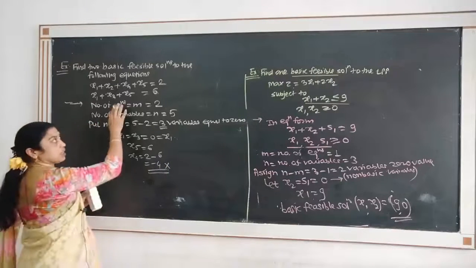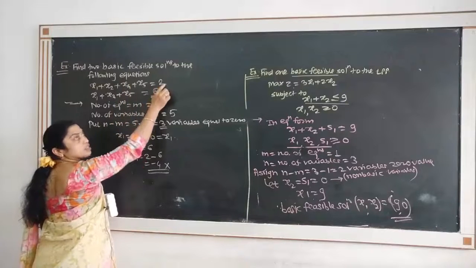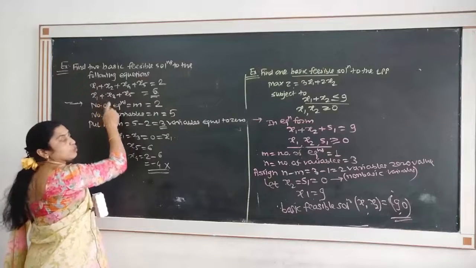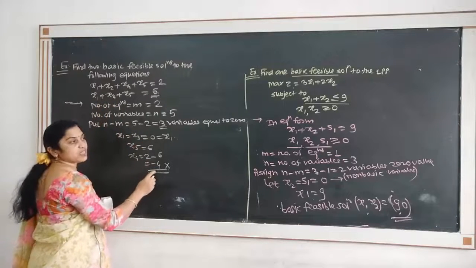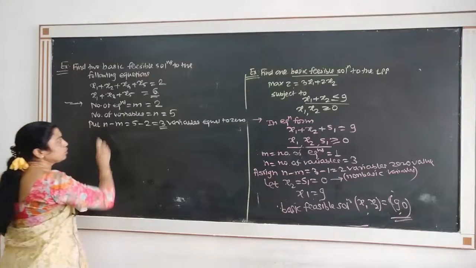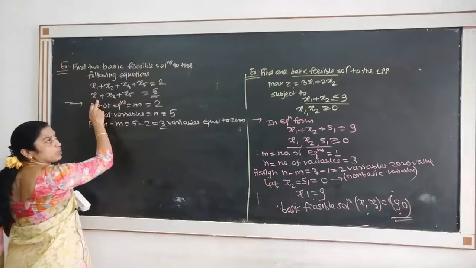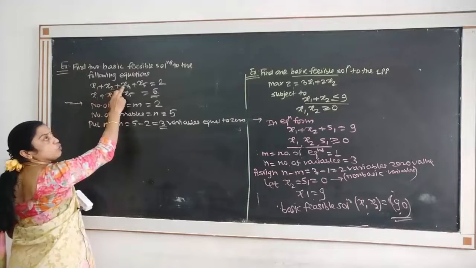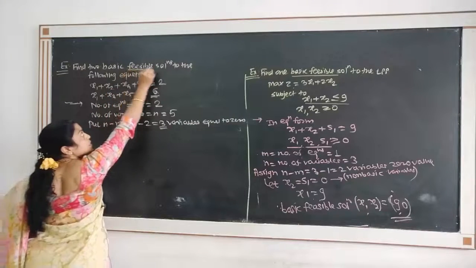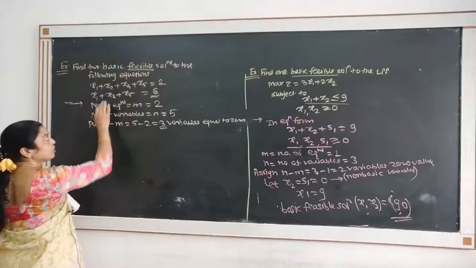So you must think that because this constant is greater than this, if you assign 2 variables equal to 0, it will always give us a negative solution. So we are not doing this, remember. So what I will do, I will put x1 equal to 0 and the other 2 variables from this equation 0, so that I will get the feasible solution. So this is our main thinking here.